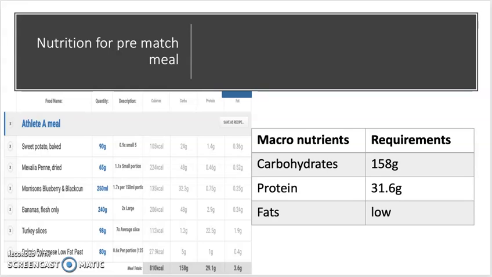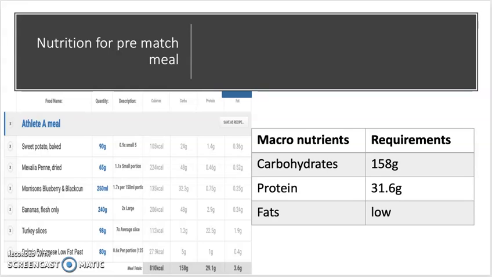Thomas et al. 2016 states a low amount of fat to avoid gastrointestinal distress and facilitate gastric emptying. So we're looking for as low fats as possible.